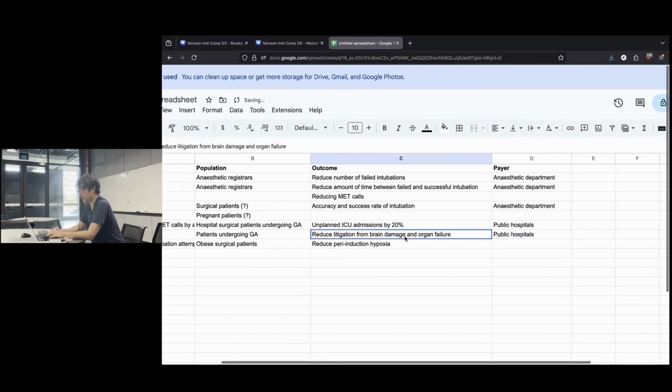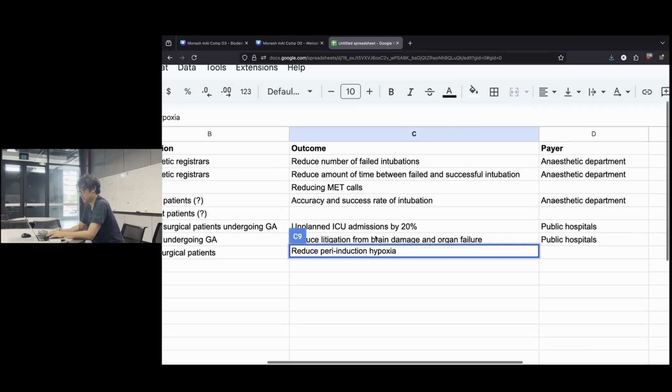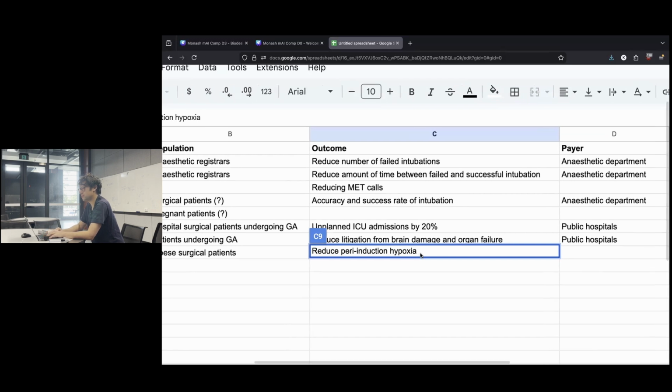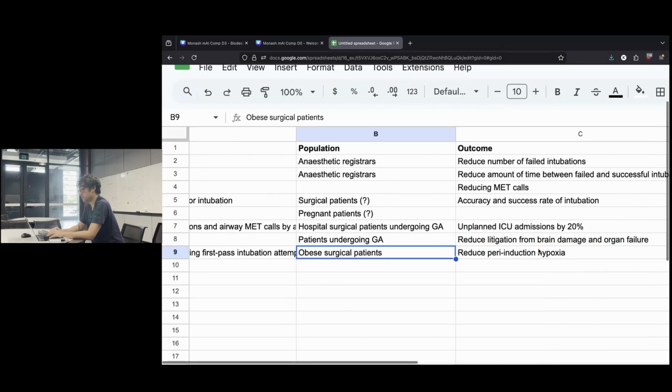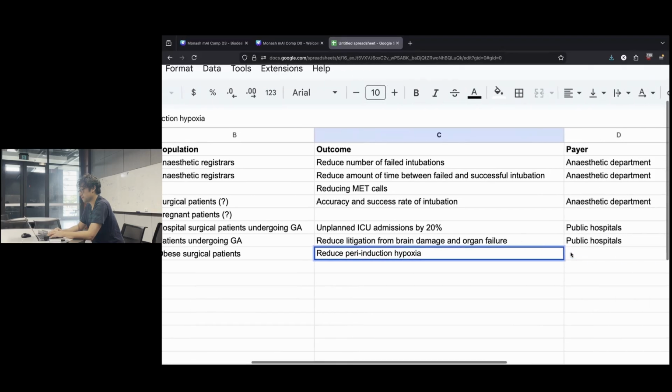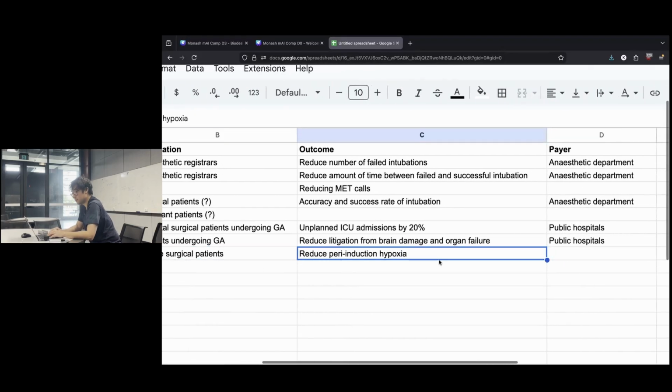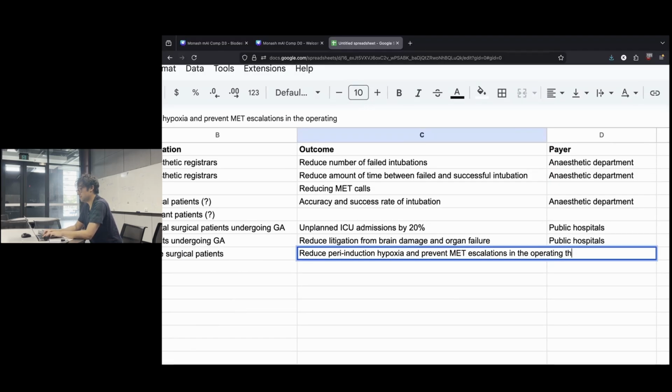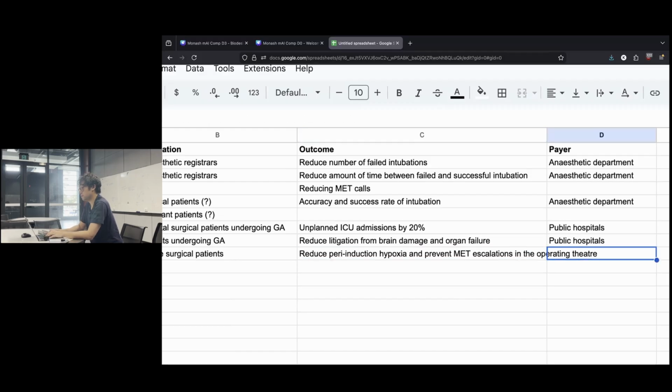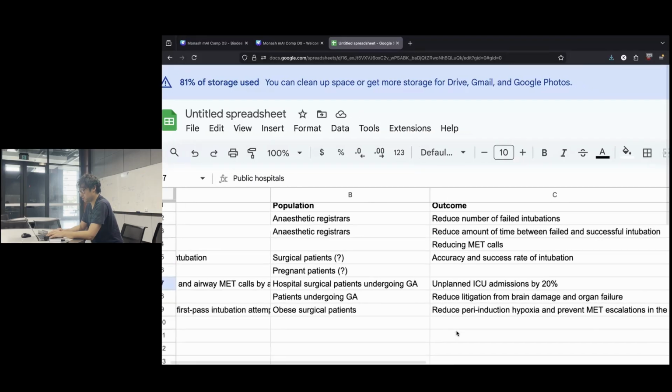Sorry, could you repeat that last bit? Yeah, I kind of stumbled on my words. So I think the problem was to improve airway visualization during first pass intubation attempts in obese surgical patients for anesthetic registrars in order to reduce peri-induction hypoxia and prevent MET escalations in the operating theater. And then our payer, I had thought the anesthetic department, but I guess I don't know. Okay. We'll give you some time to refine it, right?